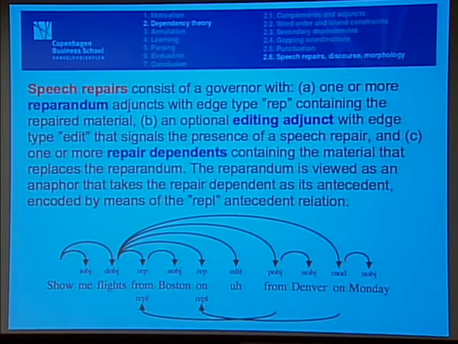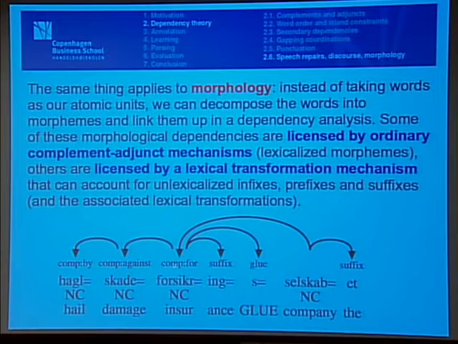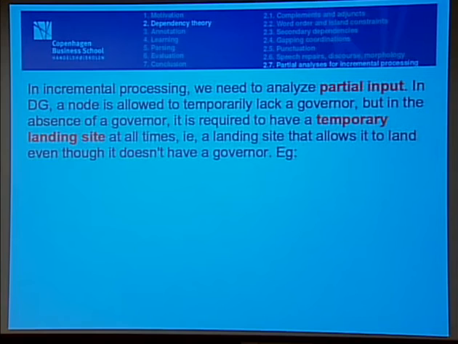You could analyze discourse structures as sort of extended dependency structures, where you also have anaphoric relations with antecedents. You could analyze morphology in this way also, where you think of morphemes, at least some of them, as independent lexemes that are combined together by means of complement and adjunct mechanisms, but also by means of lexical transformations that are responsible for suffixes and inflections and that kind of stuff. So now I'll just move ahead.